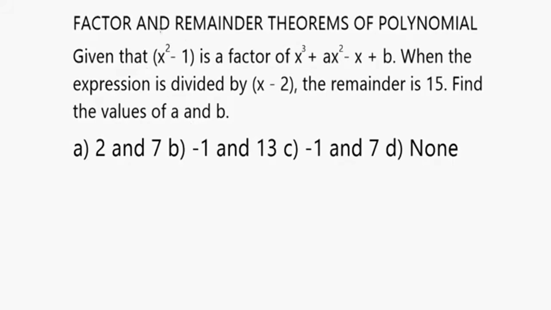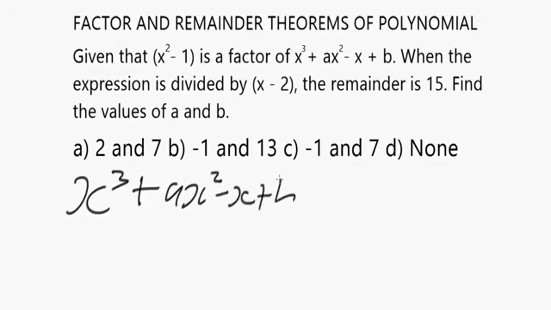So let's look at the question. It's under factor and remainder theorems of polynomial. The question says, given that in bracket x squared minus 1 is a factor of x cubed plus ax squared minus x plus b, when the expression is divided by x minus 2 in bracket, the remainder is 15. Find the values of a and b. Okay, now the very first thing you have to do, this is our dividend, x cubed plus ax squared minus x plus b.